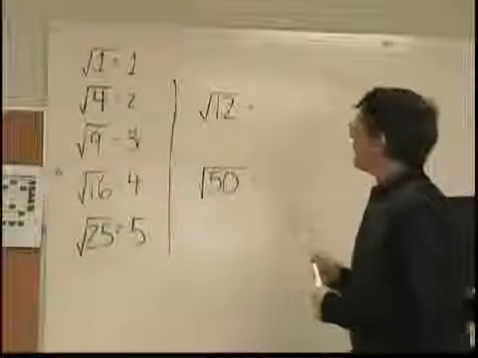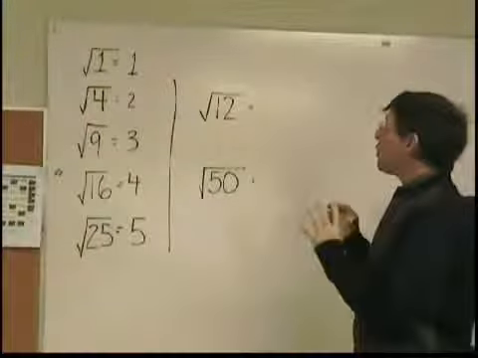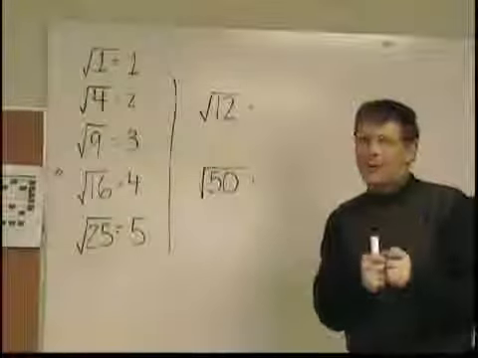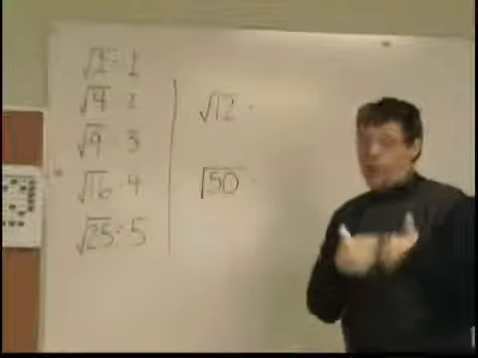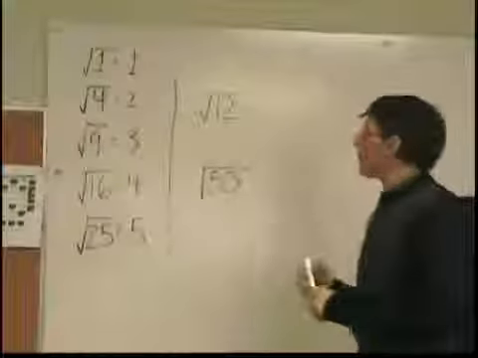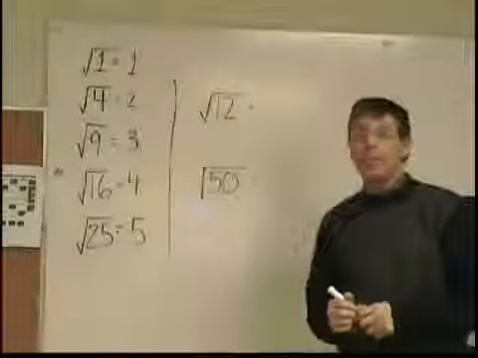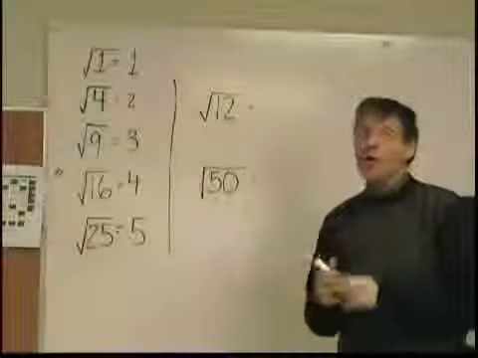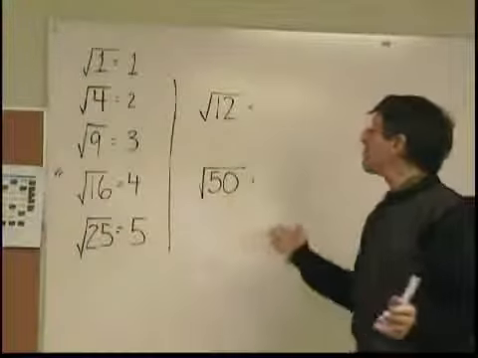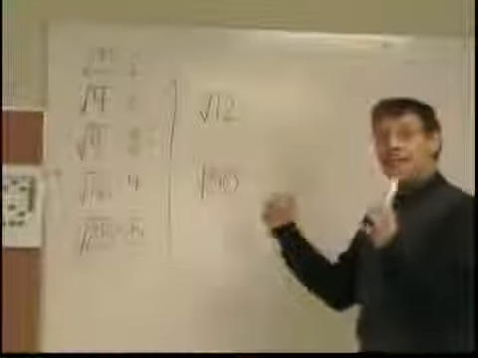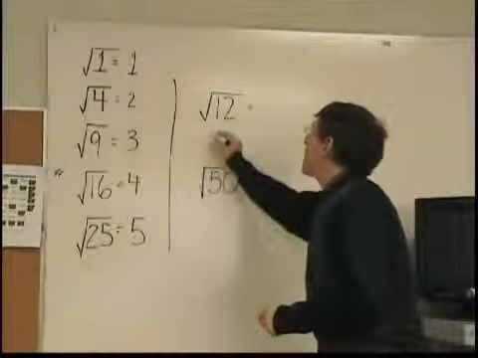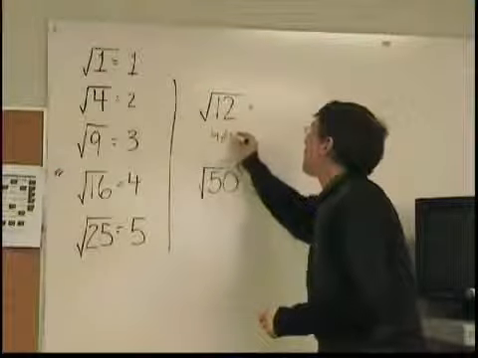For example, the square root of 12, you look for the factors of 12. And we want to see if we can get a factor that is a perfect square inside 12. We could try 6 and 2, but that won't help us because neither 6 nor 2 are perfect squares. How about 4 and 3? That would help because 4 is a perfect square. And so you could do 4 times 3.